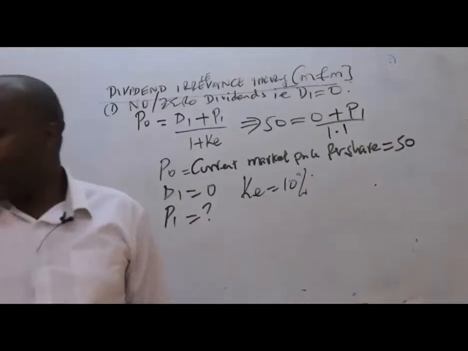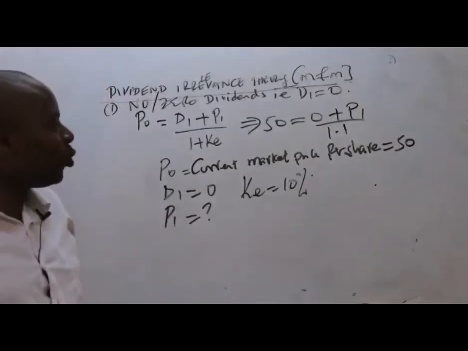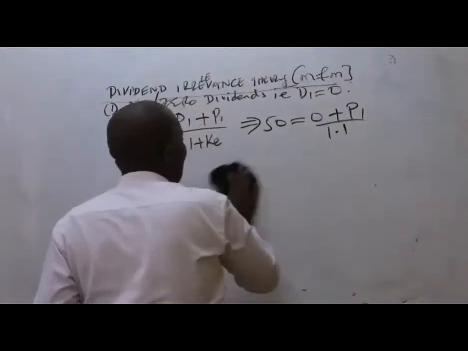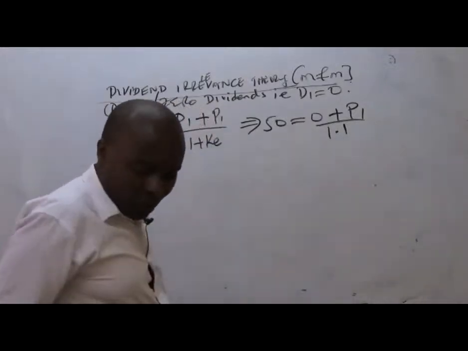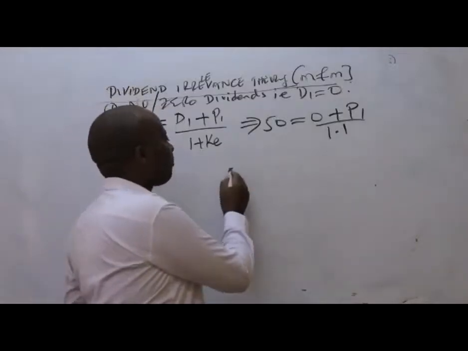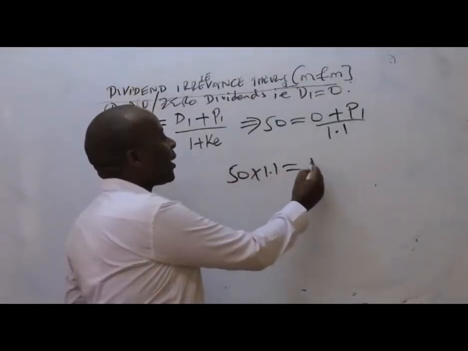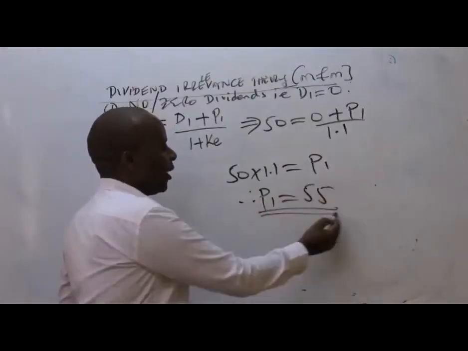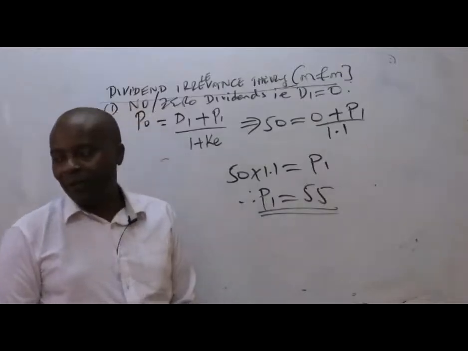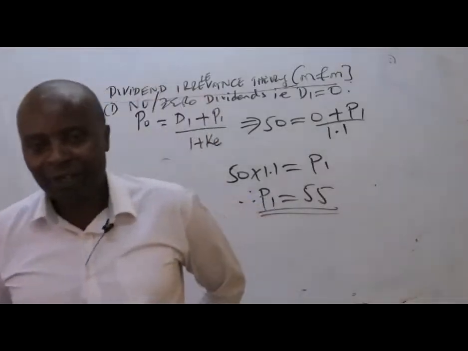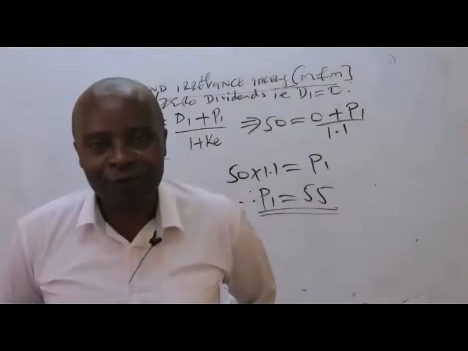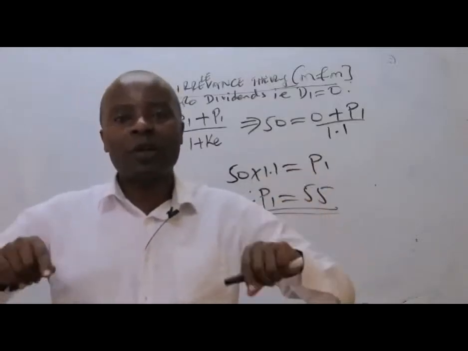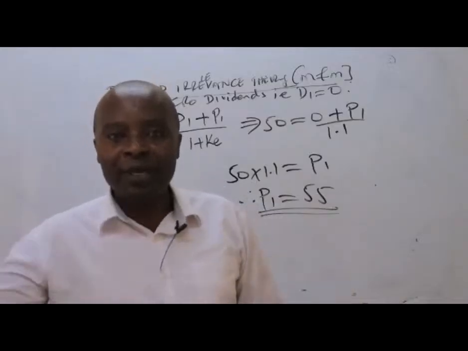So please try to make your rearrangements. If you do your cross multiplications nicely, we have 50 times 1.1 equals P1. Therefore, P1 will be 55. I'm so sure that if all my students were to get this kind of a question on an exam, it would have been a thumbs up for all of them.